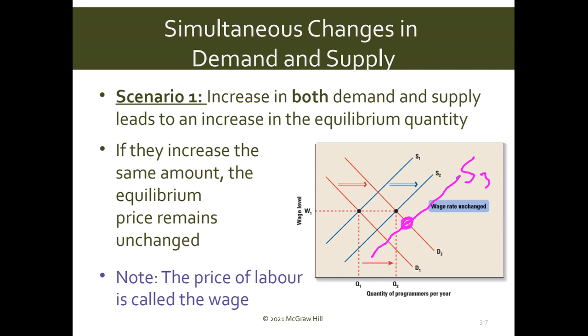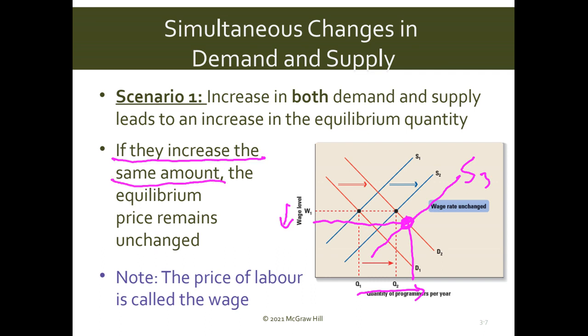And you can see this new equilibrium: equilibrium price decreases, and equilibrium quantity is still increasing. So now the whole scenario changes here. That is, if the increase in supply is more than the increase in demand, then equilibrium price decreases and equilibrium quantity increases. Now notice here, it says if they increase the same amount.